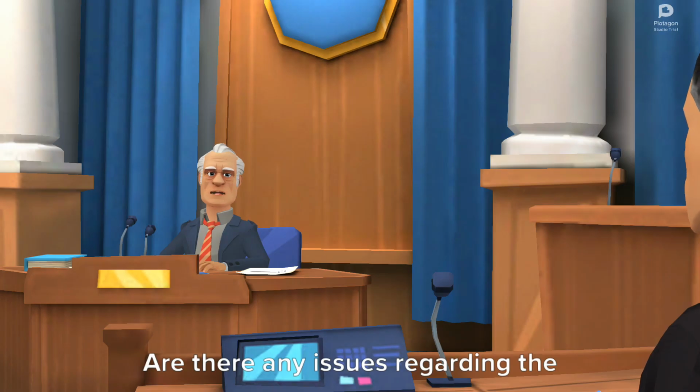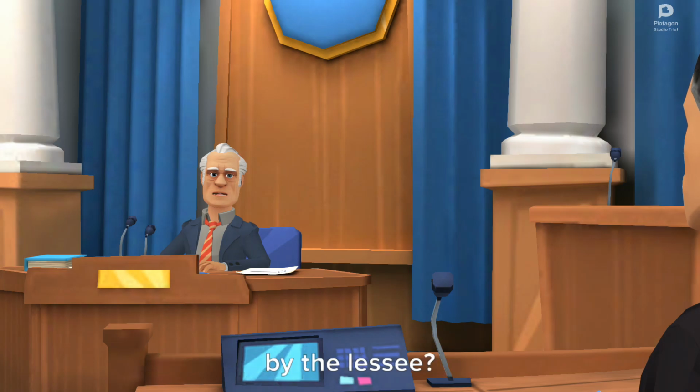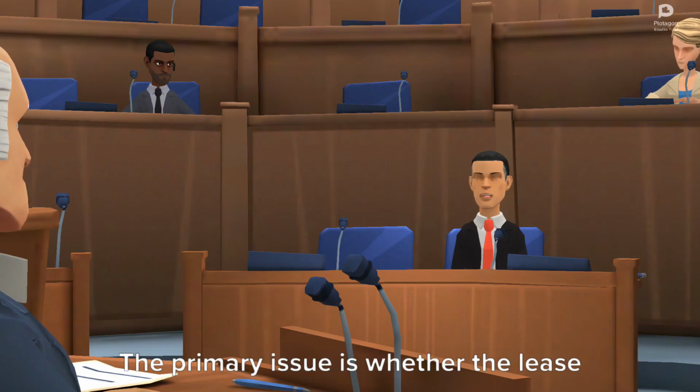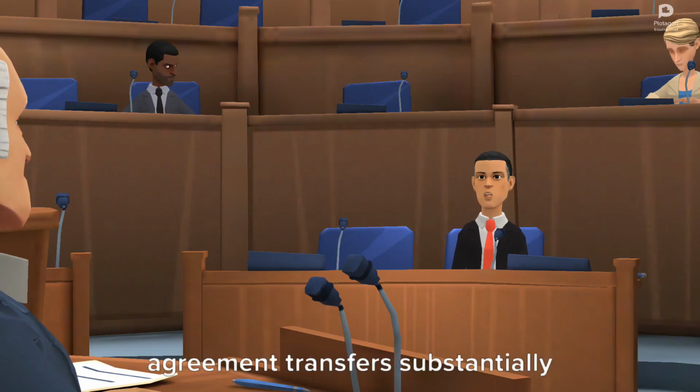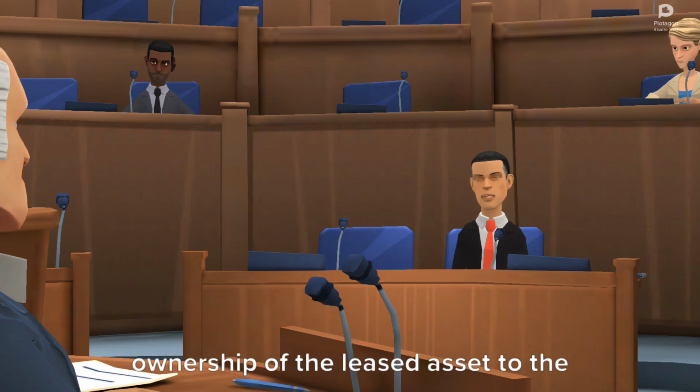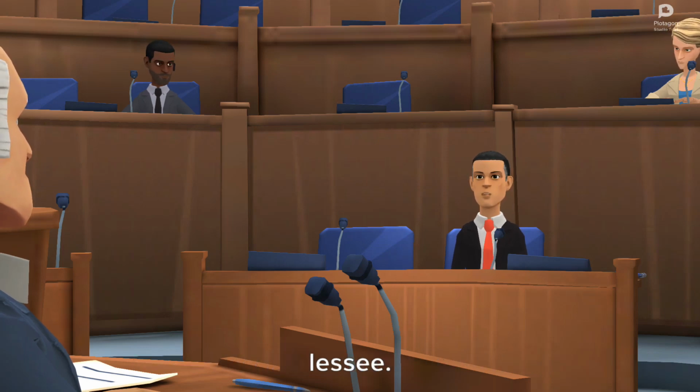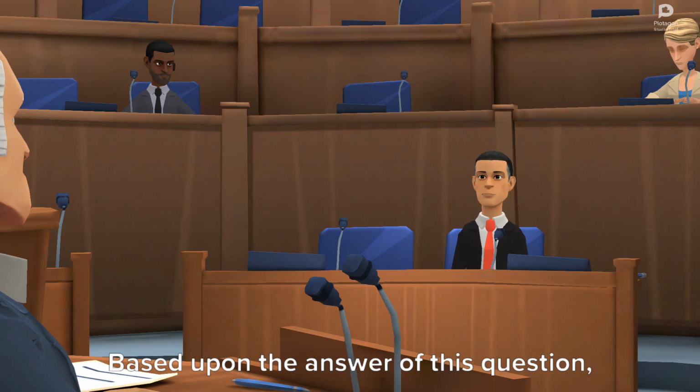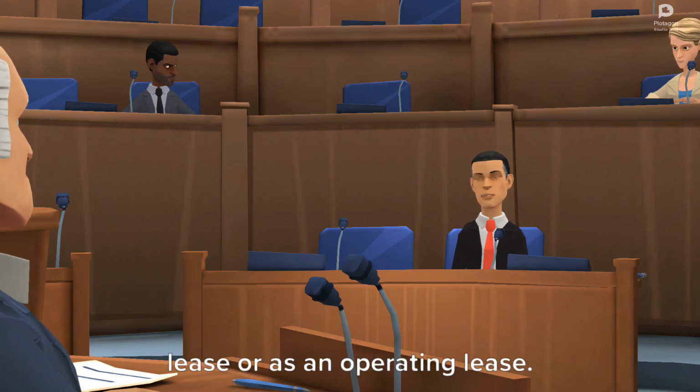Are there any issues regarding the classification of a lease agreement by the lessee? The primary issue is whether the lease agreement transfers substantially all the benefits and the risks of ownership of the leased asset to the lessee. Based upon the answer to this question, a lease can be classified as a finance lease or as an operating lease.